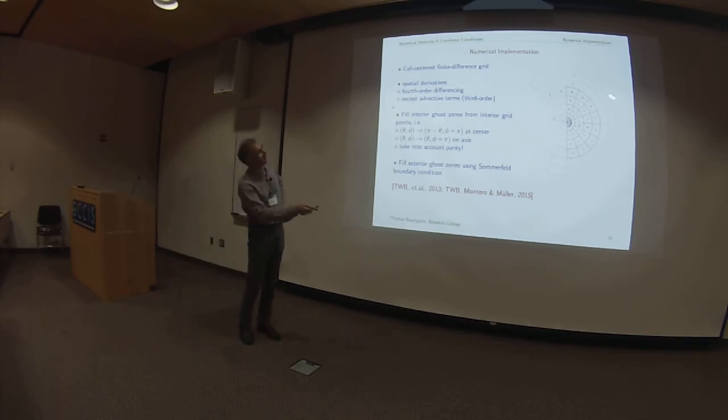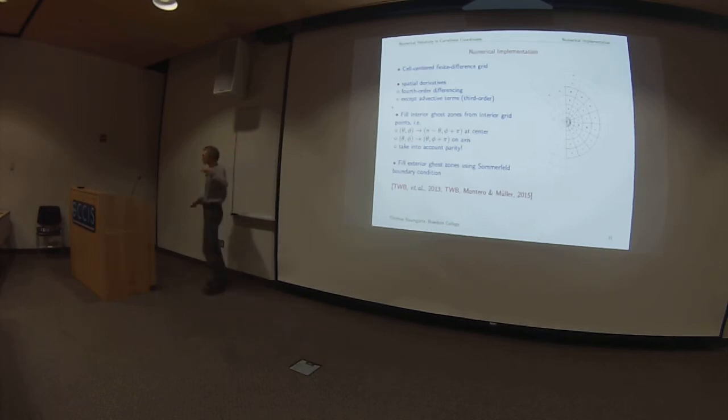And then the truly physical outer grid points are the ones out here, and I use the Sommerfeld boundary condition or whatever boundary condition you would like to use. And actually, in many ways, this is easier than Cartesian coordinates because the boundary is perpendicular to the direction of outgoing waves. So many things work very nicely.